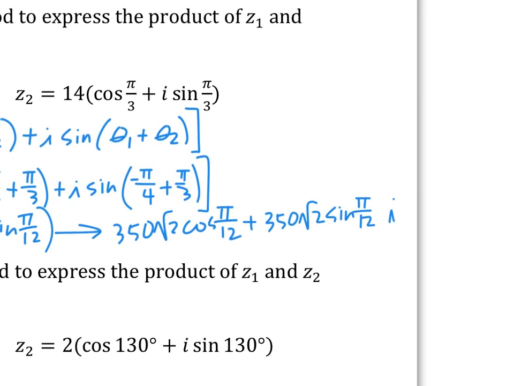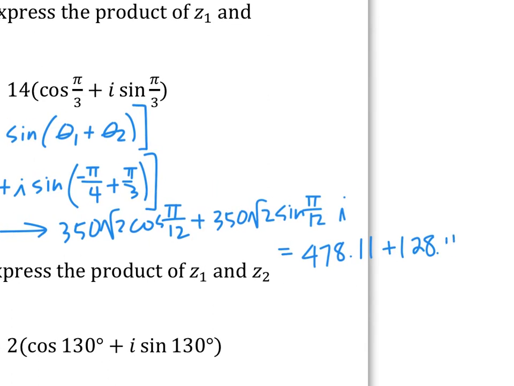Okay, the answer is 478.11 plus 128.11i. Okay, this is the standard form. This is the a plus bi form. So we're changing back and forth between a plus bi and the trigonometric, the r cis form.